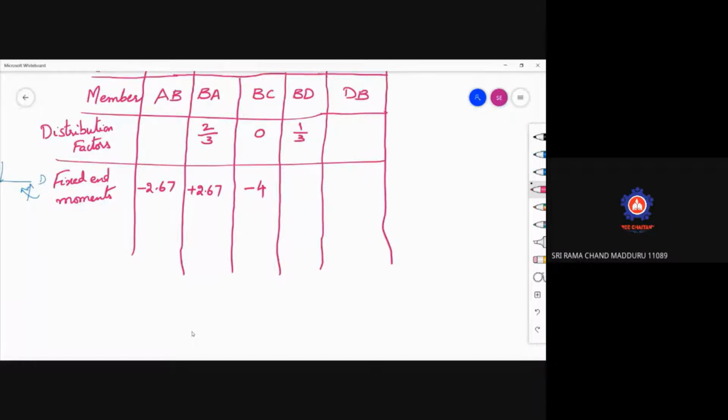In this fixed moment, the next one is MBD. So MFBD value is -2. MFDB is +2 kilonewton meter.